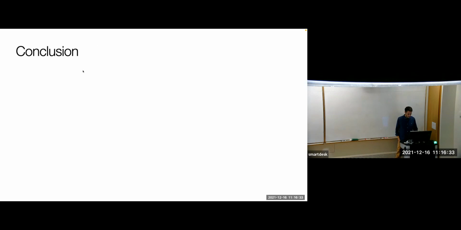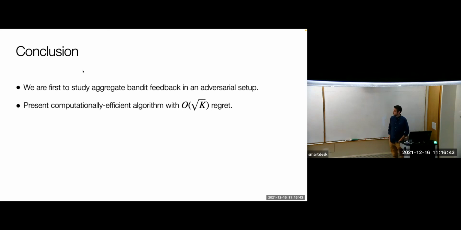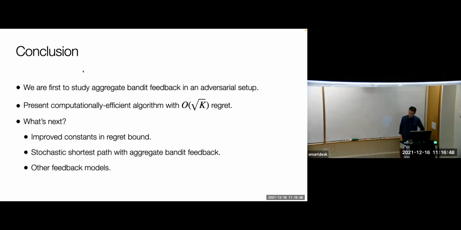So finally, to conclude, we were the first to study this aggregate bandit feedback in the adversarial setup. We presented a computationally efficient algorithm with root k regret. What's next? The polynomial dependencies on the number of states, actions, and the horizon are far from optimal. It will be interesting to try and improve them.